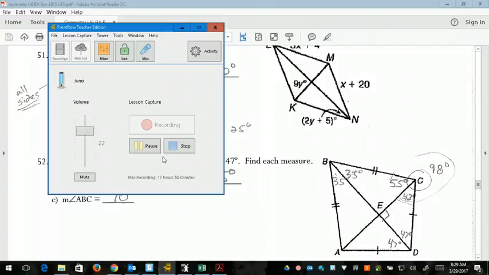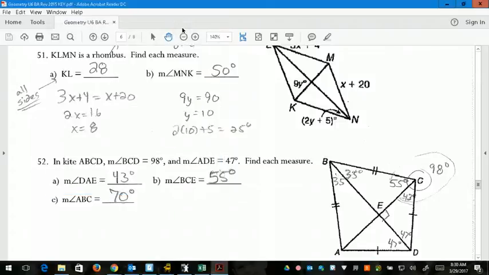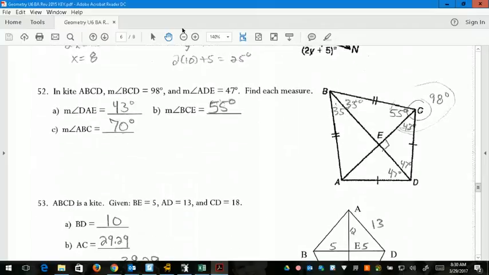So we are recording again, and we're going to take a look at these problems. So 51 in the rhombus, we had already talked about that, we did that. 52, you can see the kite. The angles were labeled that they labeled as 47. We know this triangle and this triangle are congruent, so I made those both 47. Subtracting from 180, since this is a right triangle, I subtracted the 90 and the 47 from 180 to get 43 here. This angle over here is also 43.